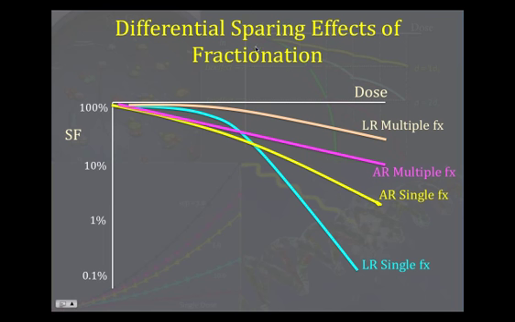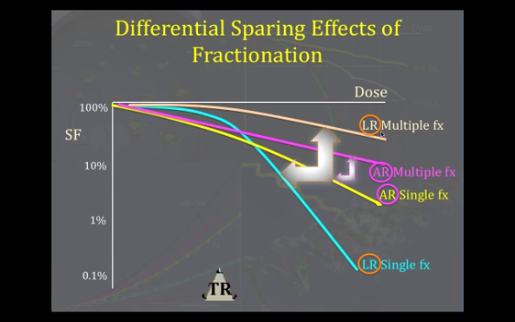Fractionation allows for a differential sparing of the different types of tissues. These are the two curves we just discussed, the acute responding to single fraction and the late responding to single fraction. Now we see that as we fractionate, we actually lose somewhat effectiveness in regards to cell killing. But what do we gain with that? If you can see here, that's what we lose in terms of cell killing for acute responding tissues. And that's what we gain when we are fractionating late responding tissues.